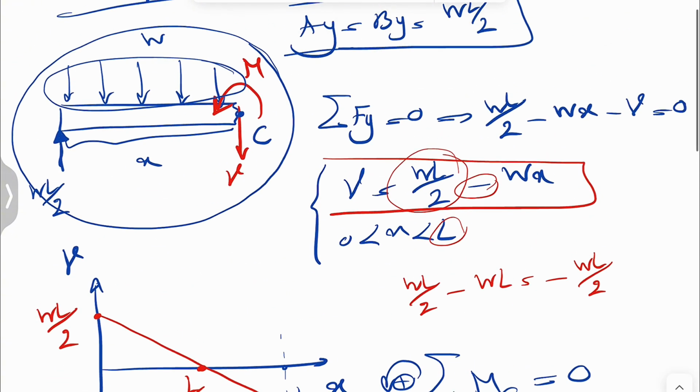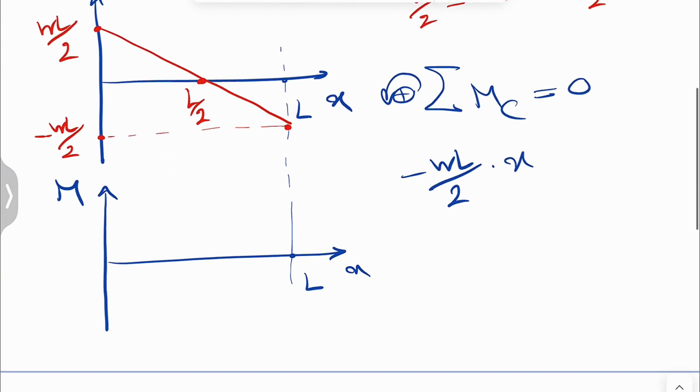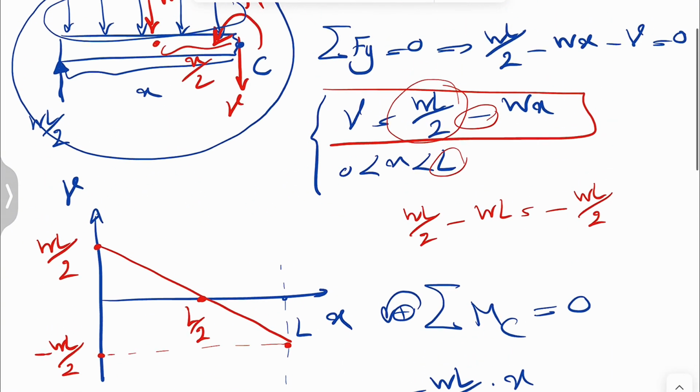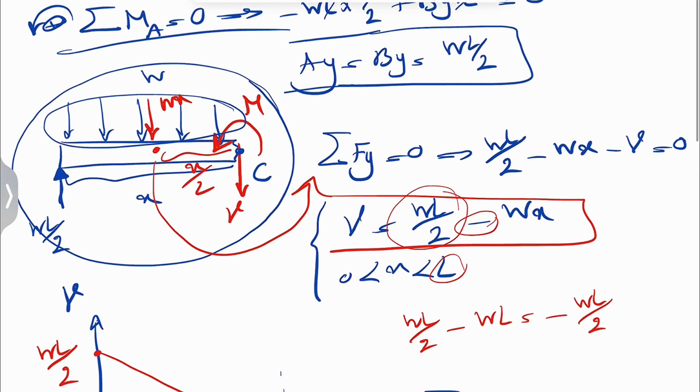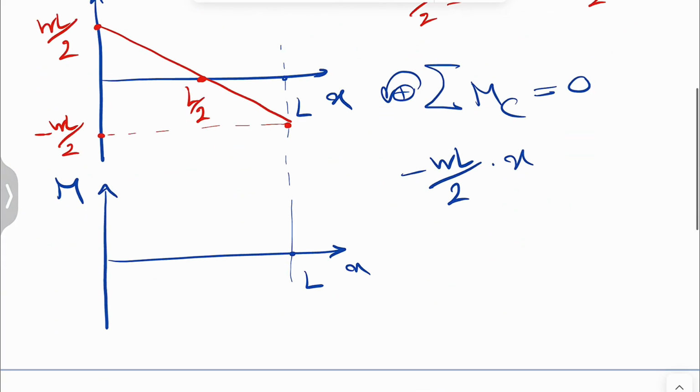Let's move on to the second one. For finding the moment, we have to replace this distributed force with one single force. The force is going to be again Wx, and it's going to be at half of the distance. So the moment is going to be counterclockwise, so it's going to be positive. So plus Wx, and the distance is going to be x divided by 2.